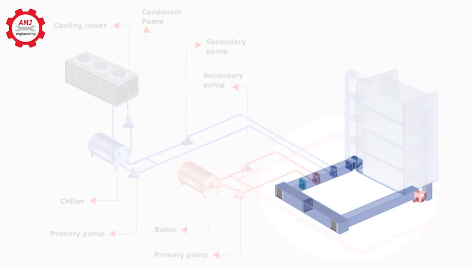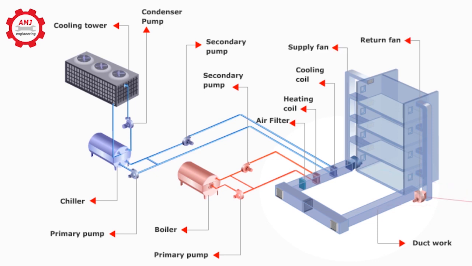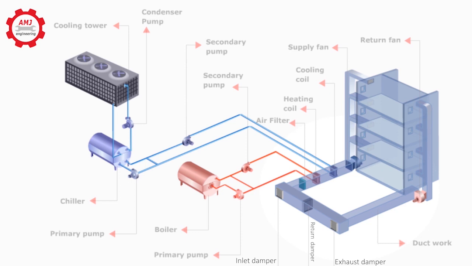Air handling unit. The AHU controls the ventilation and temperature in a building by controlling the airflow capacity. The components of this section are cooling coil, heating coil, air filter, duct work, supply fan, return fan, inlet damper, exhaust damper, return damper. The cooling provided by the HVAC system is explained as follows.